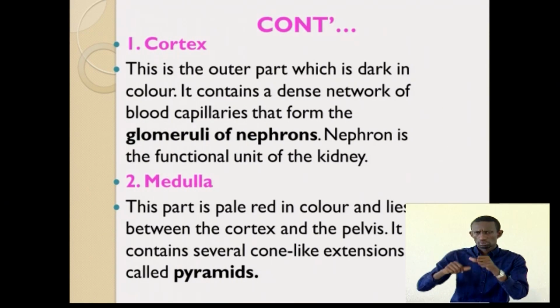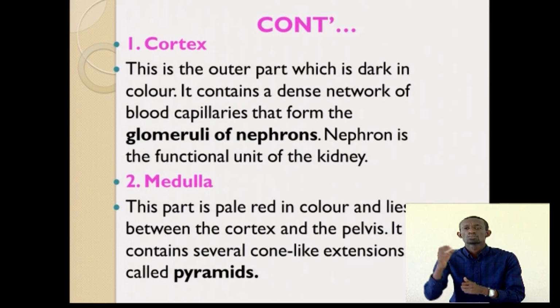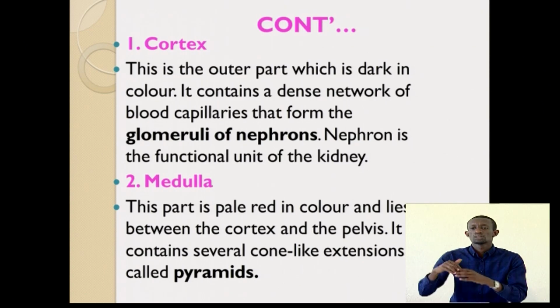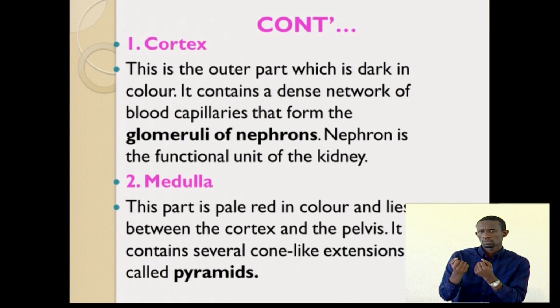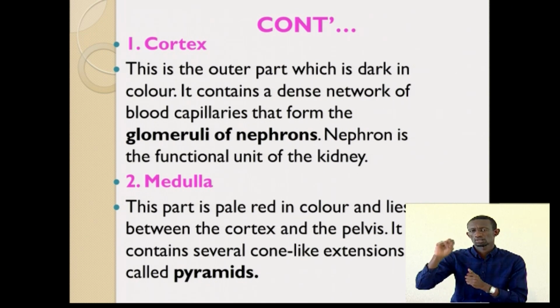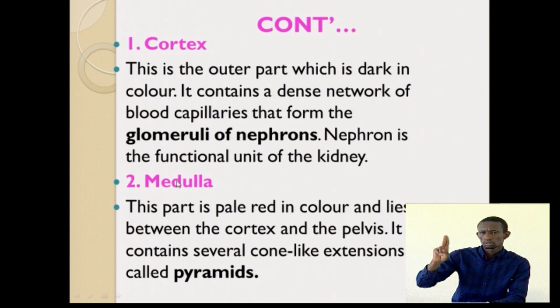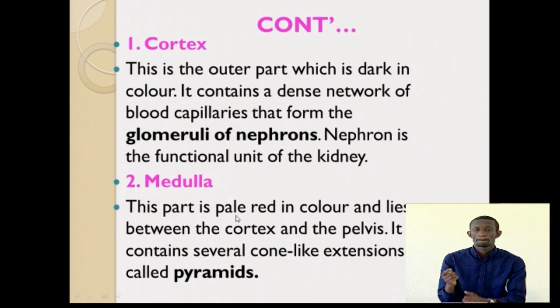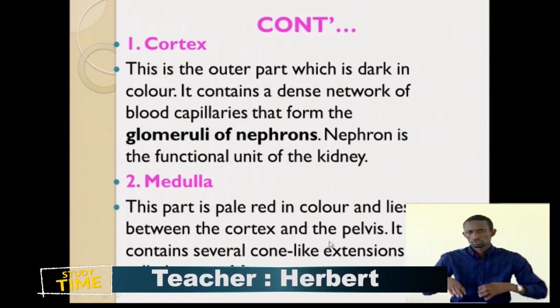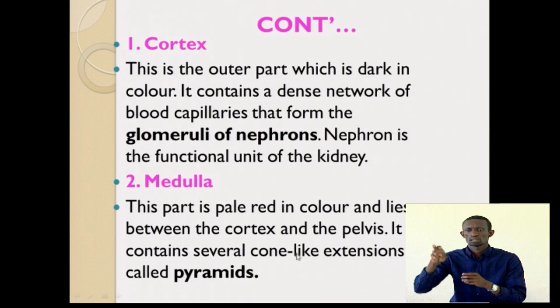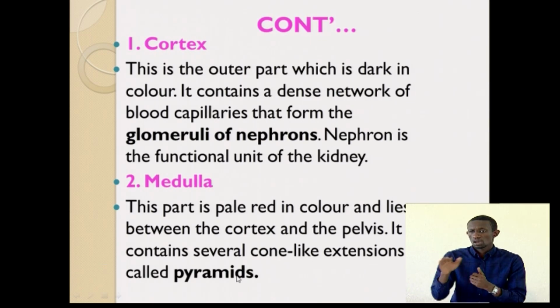Let's talk about the function of each. The cortex is the outer part, and it is dark in color. It contains a dense network of blood capillaries that form the glomerulus of the nephron. You know the nephron is the functional unit of the kidney. We talk about the medulla, which is number 2. The medulla is pale reddish in color and is found between the cortex and the pelvis. It contains several cone-like extensions called pyramids.